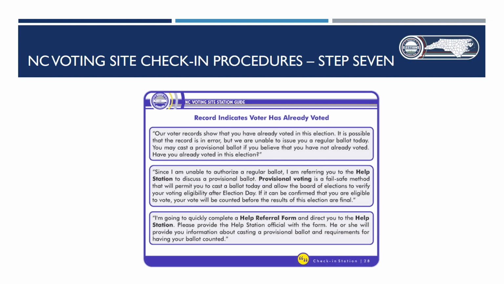Okay, so the record indicates the voter has already voted. Here is some language that you can use to explain to the voter that they can cast a provisional ballot. In this case, you refer them once again to the help station.